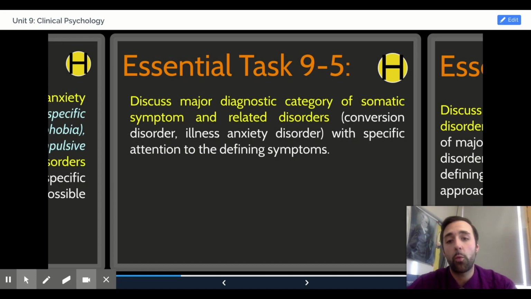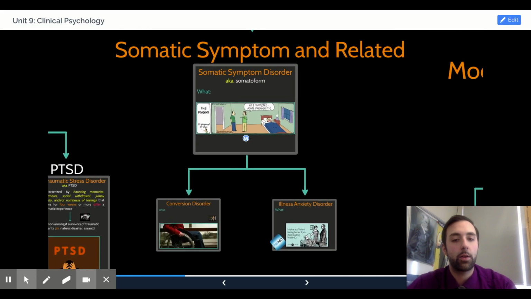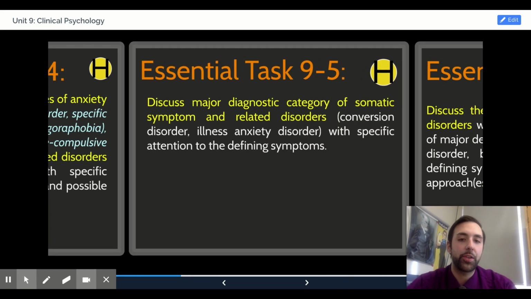Essential Task 9.5, we are going to discuss the major diagnostic category of somatic symptom and related disorders. There are only going to be really two disorders, though the name of the category can sometimes be referred to as a disorder. So there are only three boxes here. This might be a categorization that you're not as familiar with.